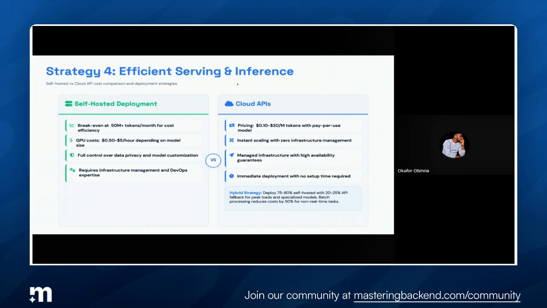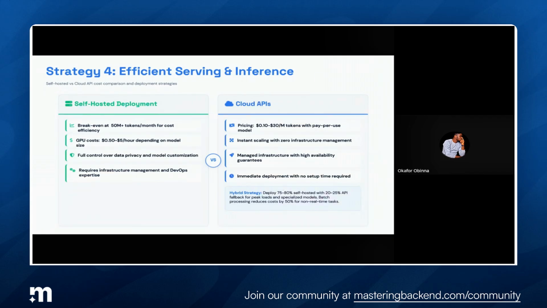So, self-hosted deployments versus cloud APIs: break even at 50 million tokens per month for cost efficiency. This is even too much, sincerely. GPU costs are $0.5 to $5 per hour, depending on model size. Full control over data privacy and model customization.